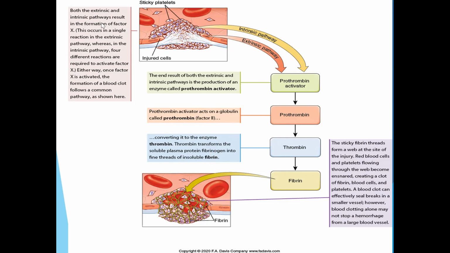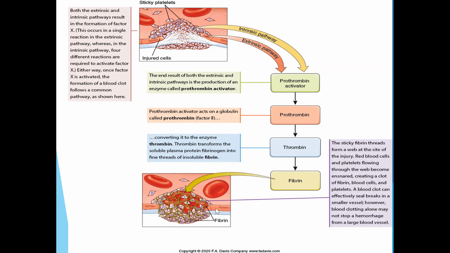So let's walk through that again. So factor X is the end of the extrinsic and intrinsic pathways. We then get prothrombin activator. Prothrombin activator acts on prothrombin to convert it to thrombin. Thrombin then transforms fibrinogen, which is already in the plasma, into fibrin, which cannot dissolve.